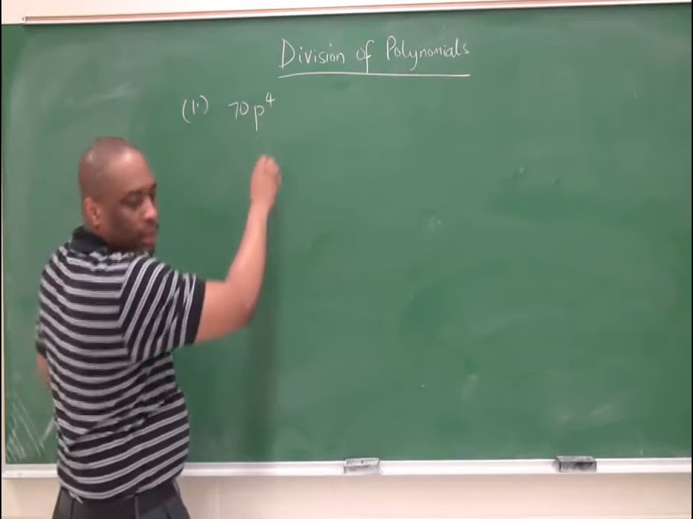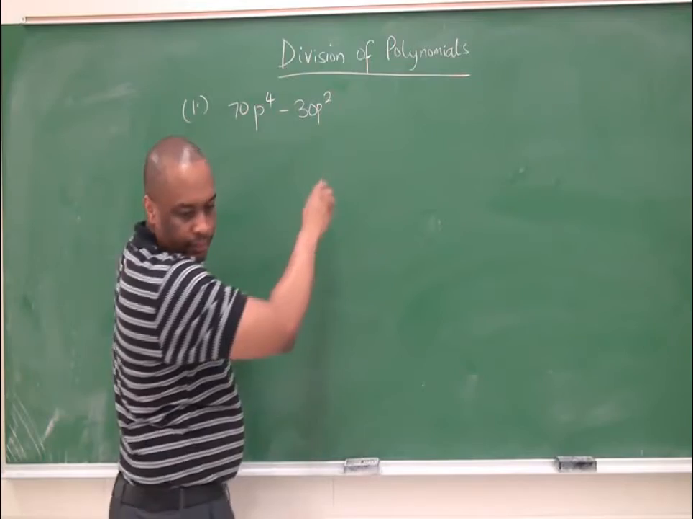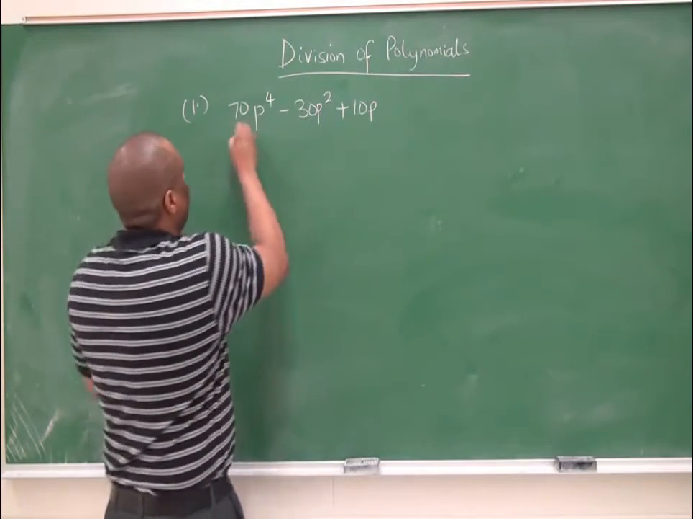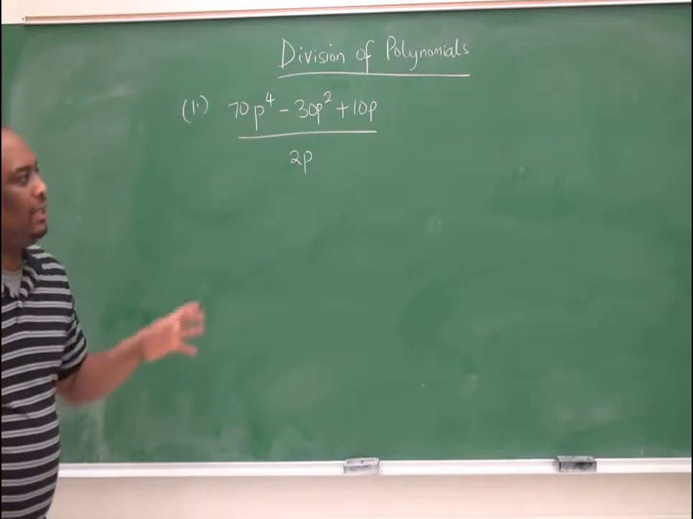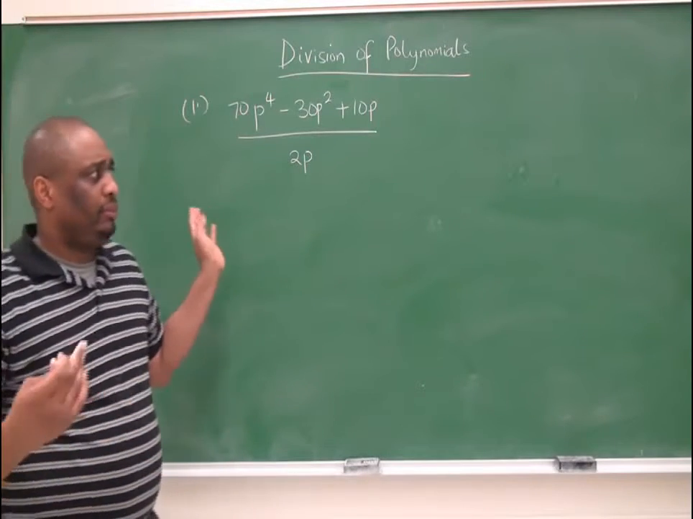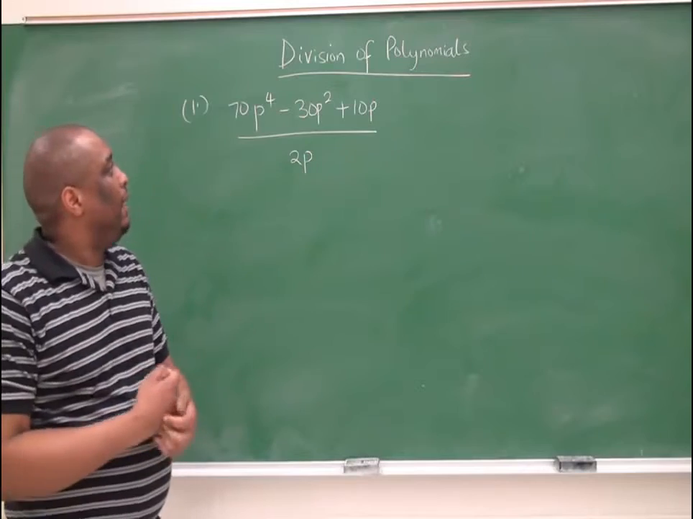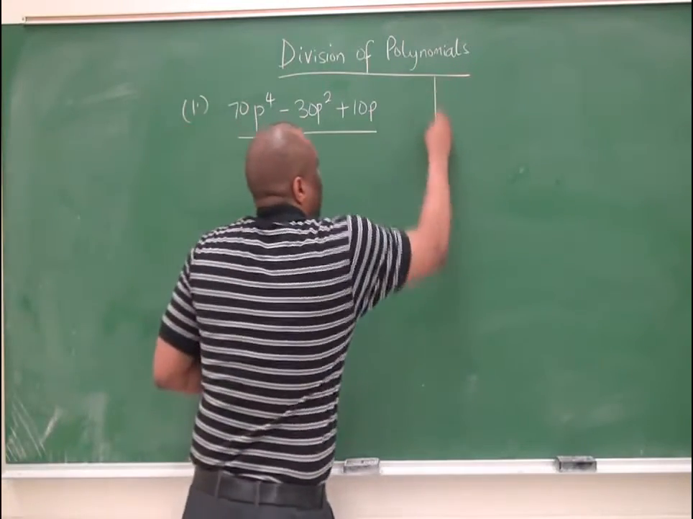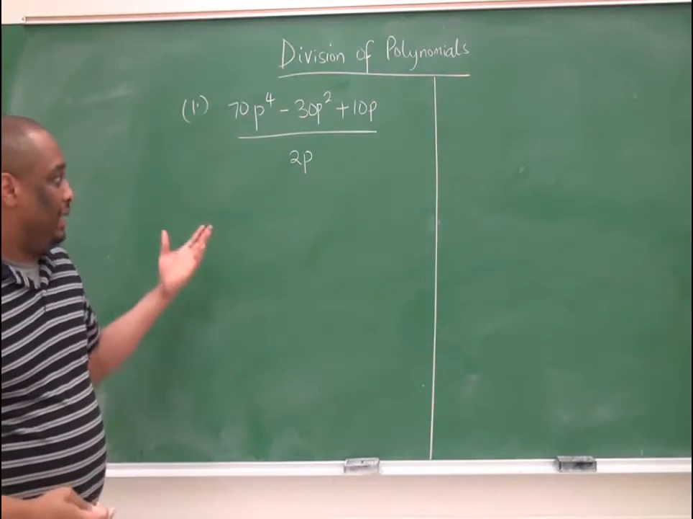Now, the first question says 70p^4 minus 30p^2 plus 10p divided by 2p. We shall look at two ways by which we can do this. I will first of all start with the easiest way, which I believe is the easiest, but some of you might want to do it another way.